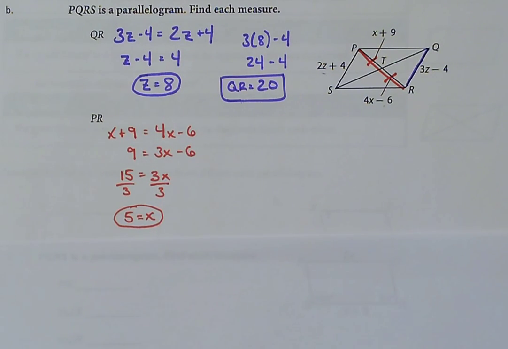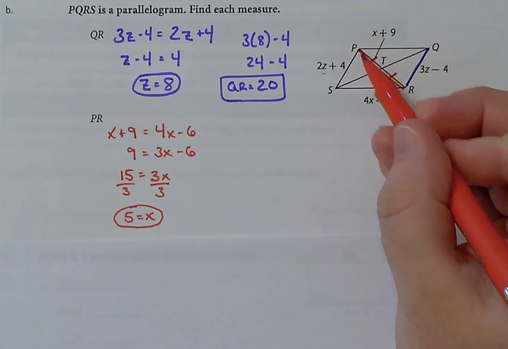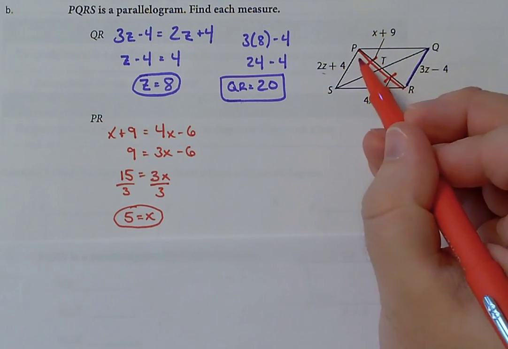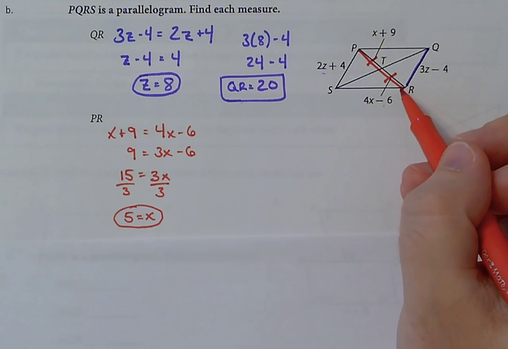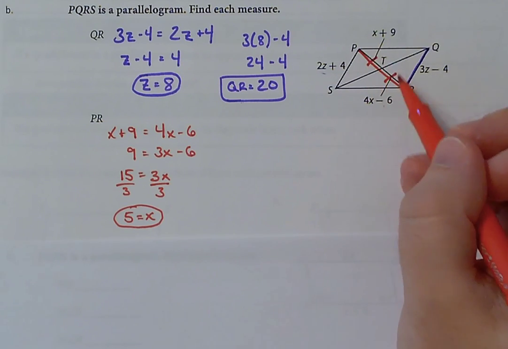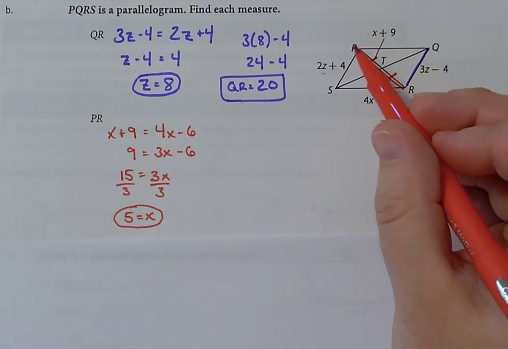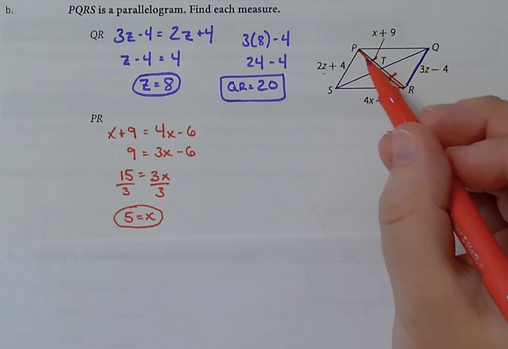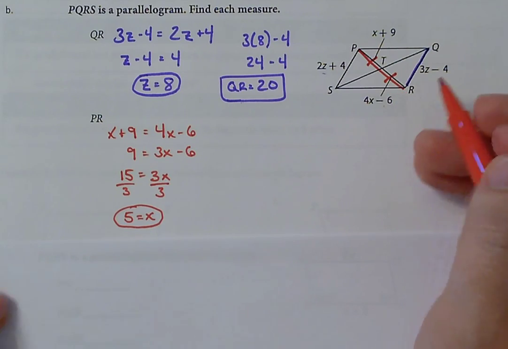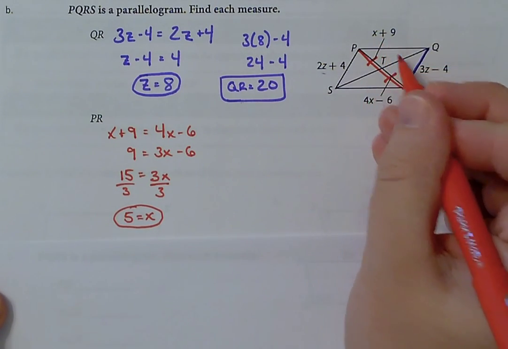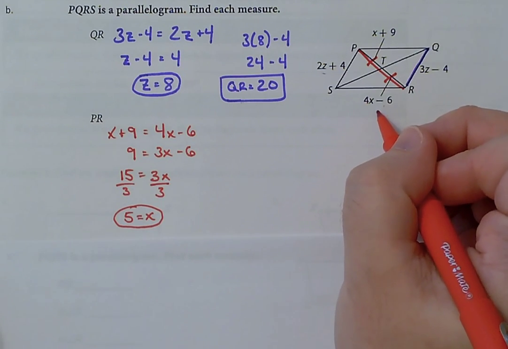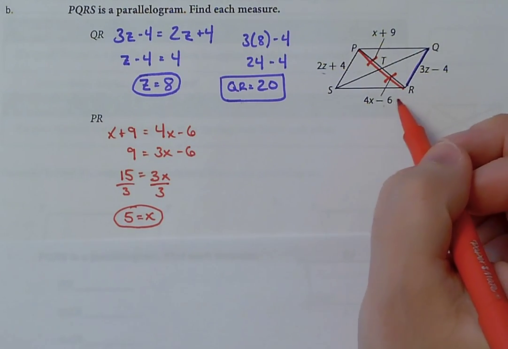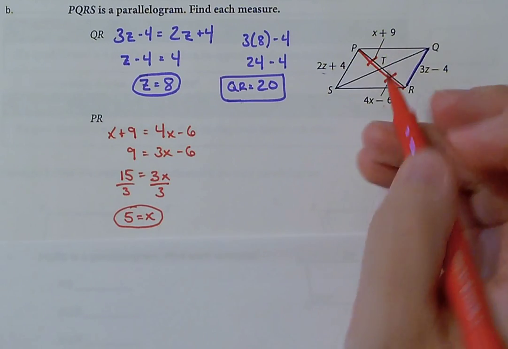Now, knowing that x equals 5 is great, but that doesn't tell us the measure of PR. Now, PR is the entire diagonal right here. So this whole diagonal is PR, so that means PT plus RT equals PR. So this whole thing is these two parts added together. So we're going to take this x plus 9 plus 4x minus 6 to tell us what PR is. And we're going to plug 5 in for x.